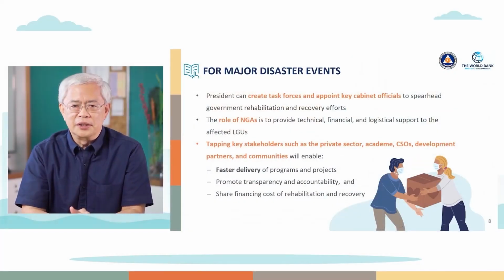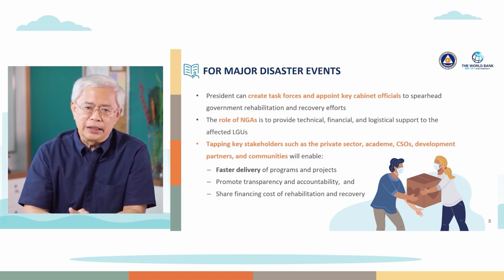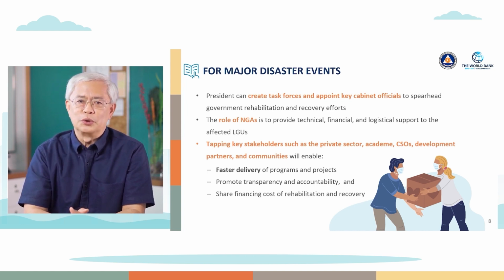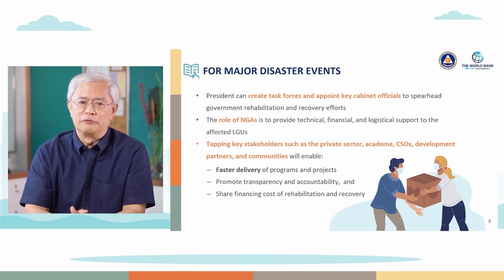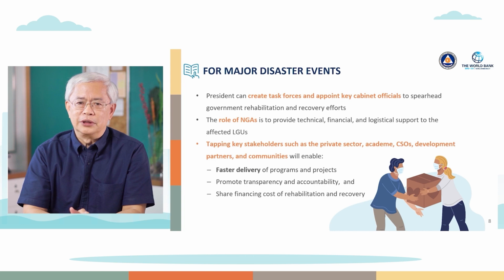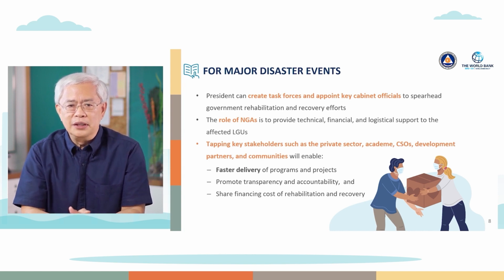For major disaster events, national government has to move fast in supporting LGUs, be it on the technical aspect, financial, and logistical. It has also to ensure that destroyed or damaged national government facilities and infrastructure are immediately rehabilitated. Engagement of the private sector, the academe, the CSOs, international development partners, and especially the communities are likewise essential in faster delivery as well as in promoting transparency and resource mobilization in rehabilitation and recovery work.